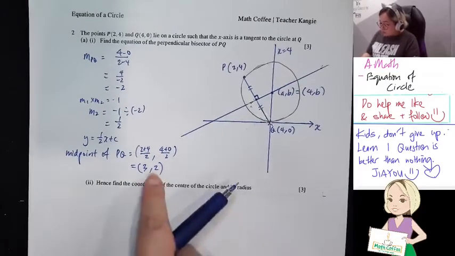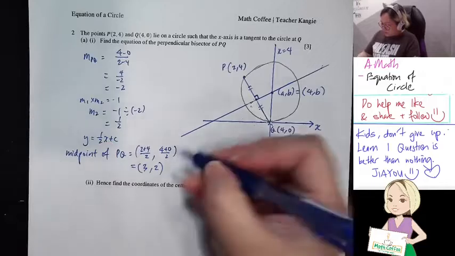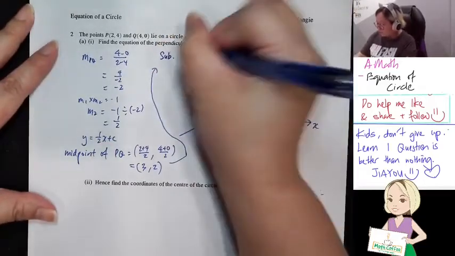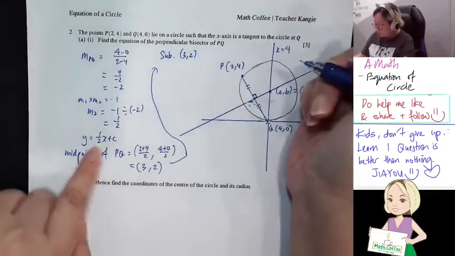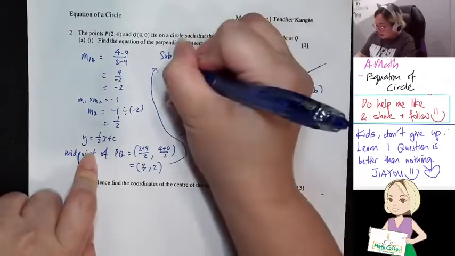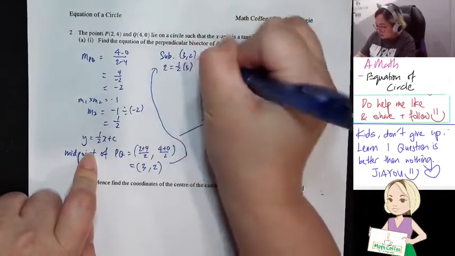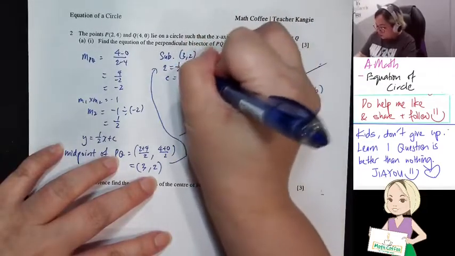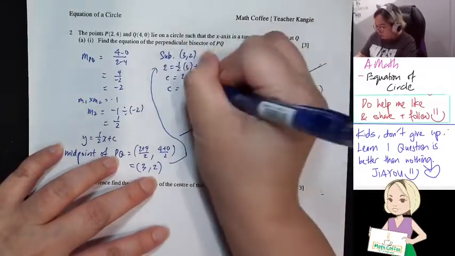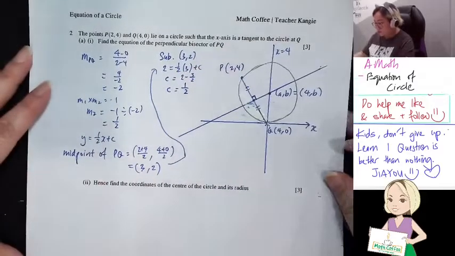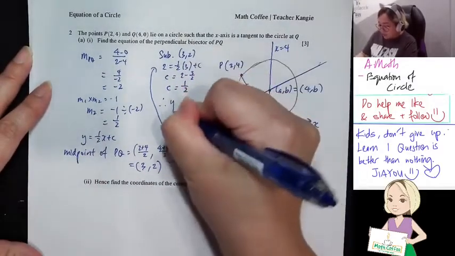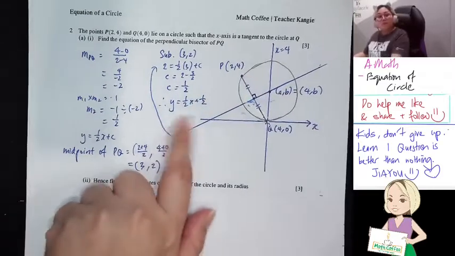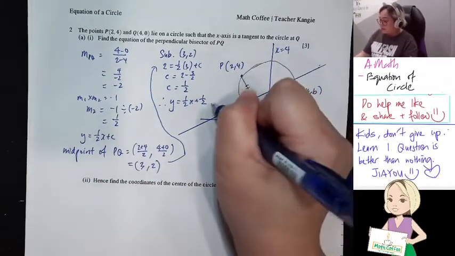So we will sub 3, 2 into here. Okay, I'm going to just continue here. So I will have 2 equals to half times 3 plus c. So my c will become 2 minus 3 over 2, with c equals to half. So therefore, the equation of the line is y equals to half x plus half. Okay, this is the equation of the perpendicular bisector.